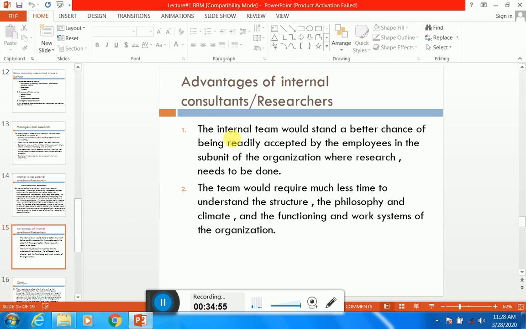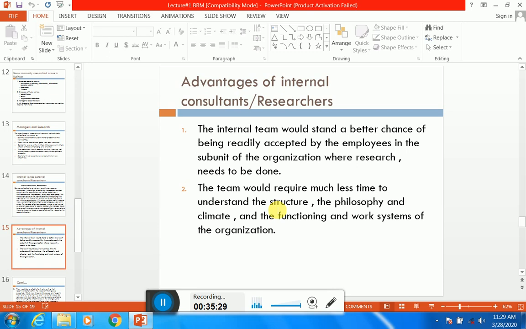So they have some advantages. The first advantage is that the internal team would stand a better chance of being readily accepted by the employees in the subunit. The team is the entire team of that organization. So this team is probably easily acceptable by the rest of the other units and members in the organization because the majority of the people are definitely familiar with that team. This is the first advantage. Then the team would require much less time to understand the culture because these are the internal employees of that organization.